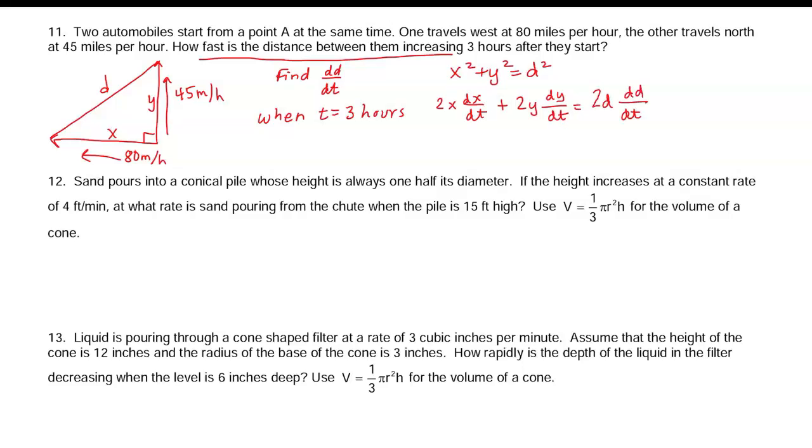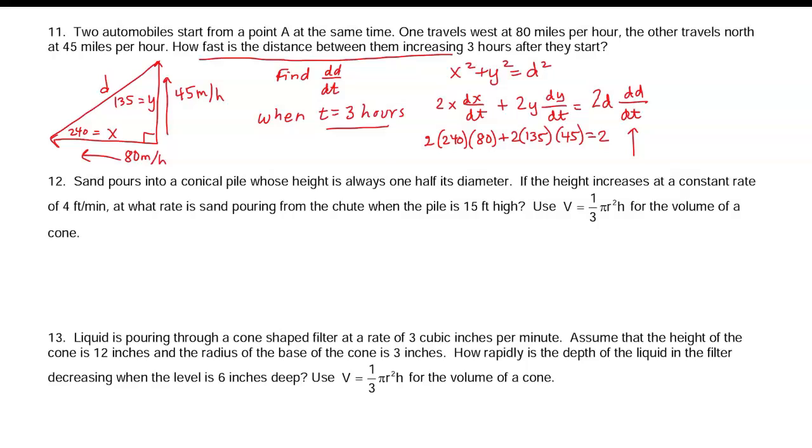I need to find dd/dt, so I'm going to get values for the rest of the unknowns. When t equals 3 hours, the westbound car has traveled 240 miles. So x would be 240 at the snapshot. So that gives me 2 times 240, dx/dt is 80. The northbound car at 45 miles per hour, after 3 hours, we get 135 miles for the distance. So that's 2 times 135 times 45 equals 2.